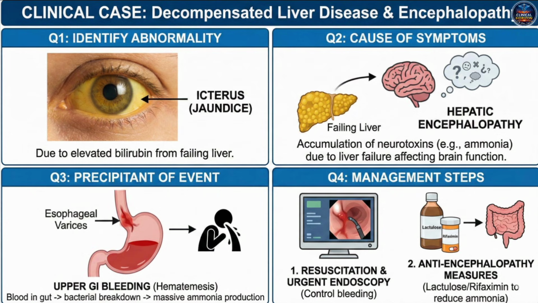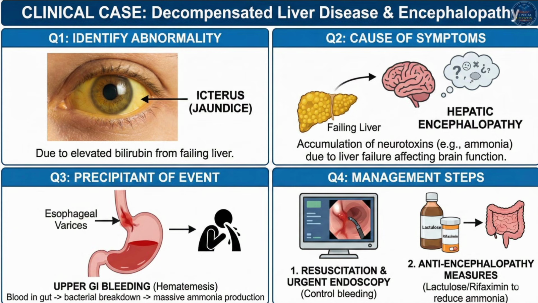You must know the others, like infection, especially spontaneous bacterial peritonitis or SBP. Then constipation, that may lead to increased time for ammonia absorption, and electrolyte imbalances like hypokalemia.